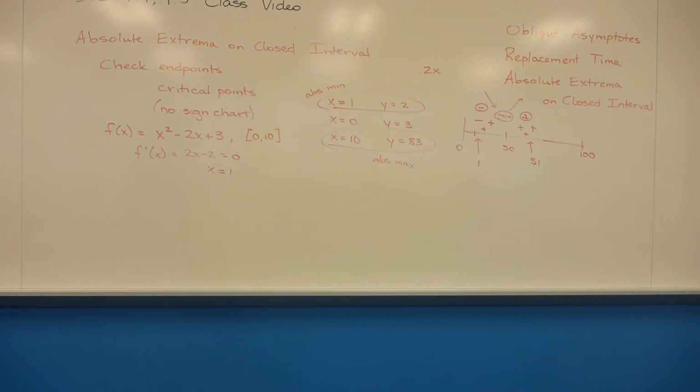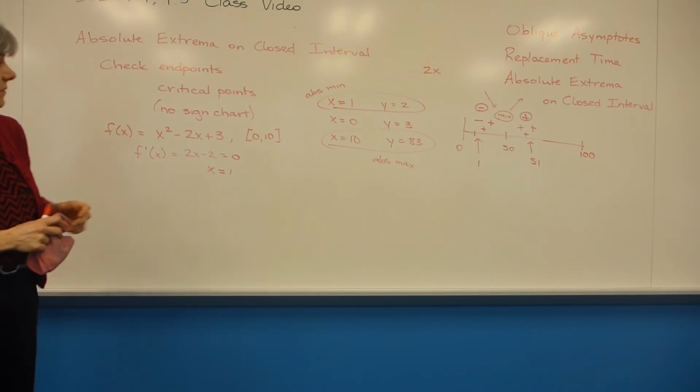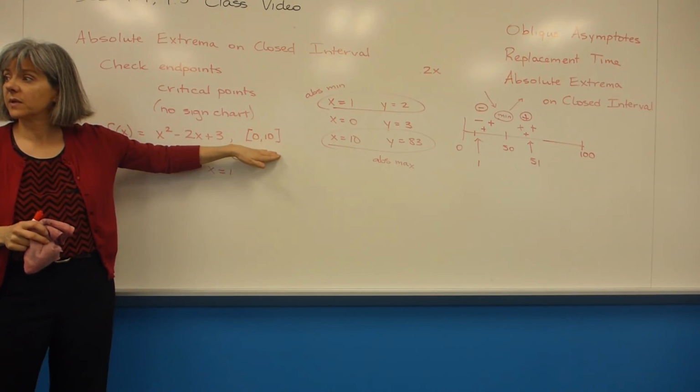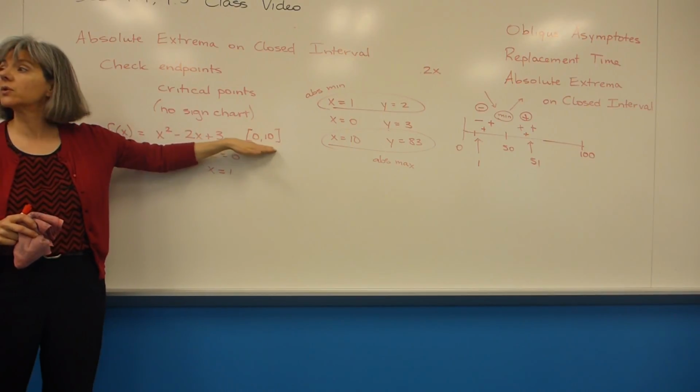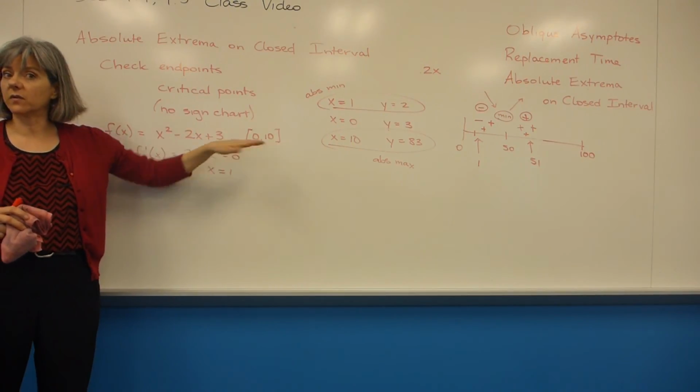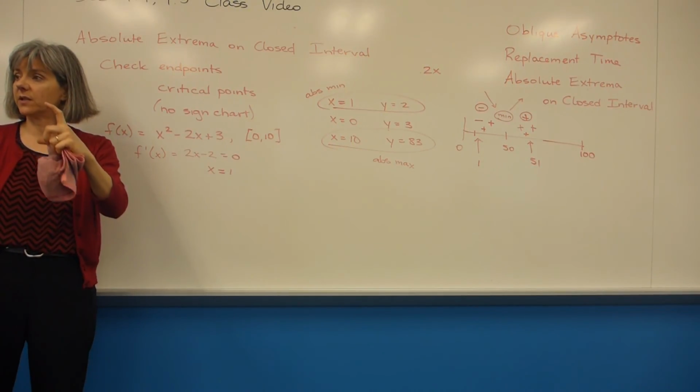Where did you get that x equals 10? That was part of the given problem. I have this function on a closed interval. It says from x equals 0 to x equals 10. That's what I'm interested in.